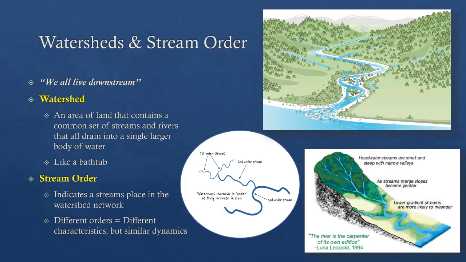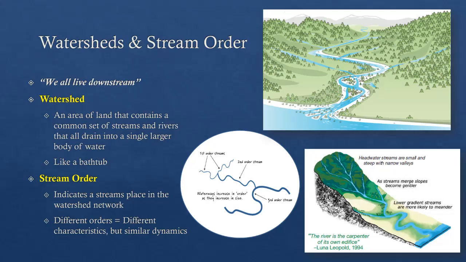So a watershed is basically an area of land. Normally it's delineated by mountains and topography, but it's an area of land kind of like a bathtub that, as you have precipitation, collects all the water and drains into a single point, which would be a stream or a river.